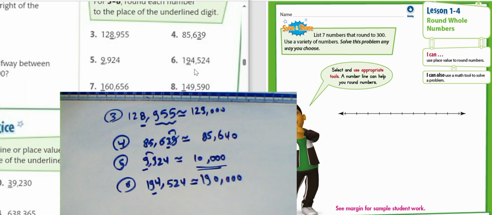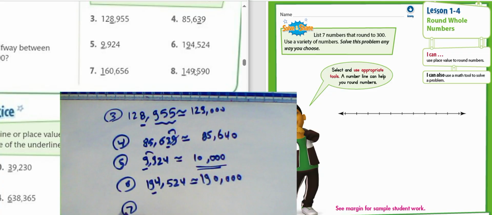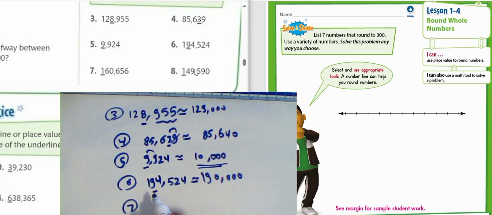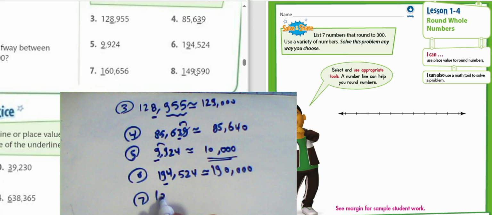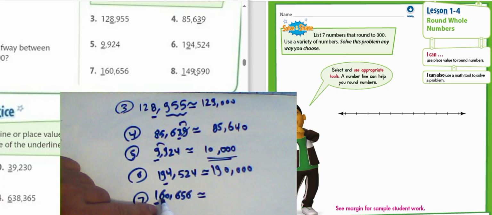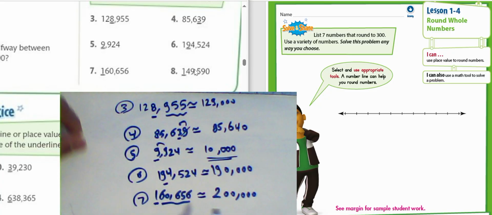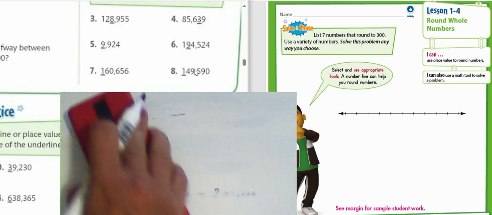Next, question number 7. 160,656. Approximating to the nearest 100,000. Look at here. 6 can give 1 or not? Yes, 6 can give 1 to the left-hand side. Then the result will be 2, and all digits here will be zeros. The answer will be 200,000.